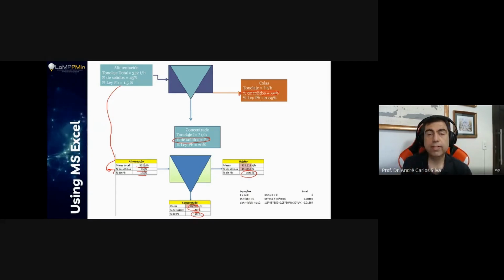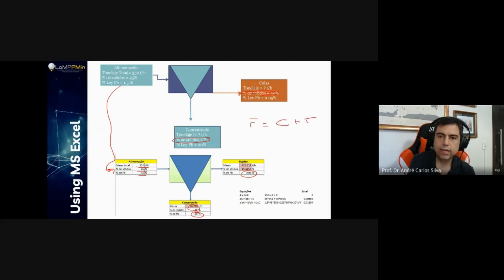Okay, so the first equation that I can actually input in Excel is what? It's our mass balancing. Okay, so feed would be equal what? Concentrate plus tailings. Okay, so let's do this. So I came here and just wrote this: A equal B plus C.